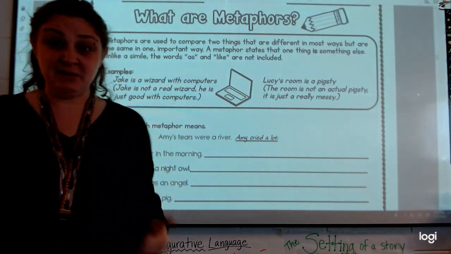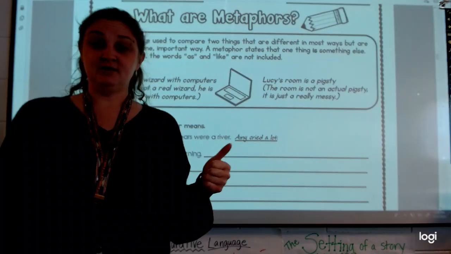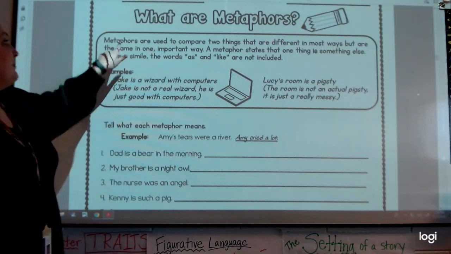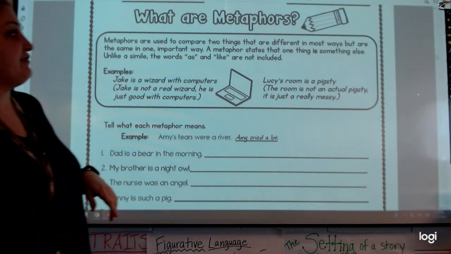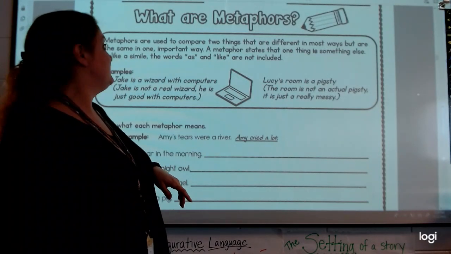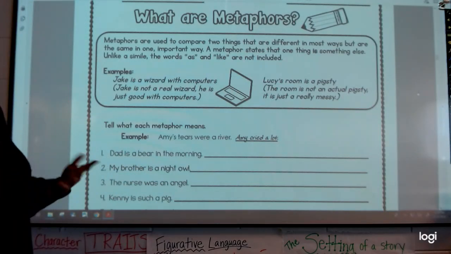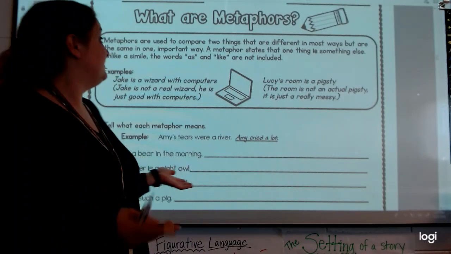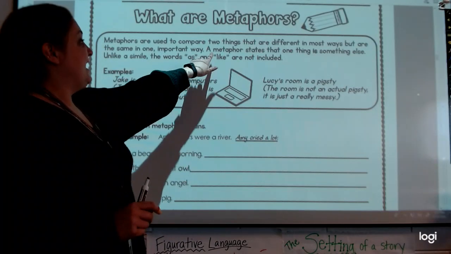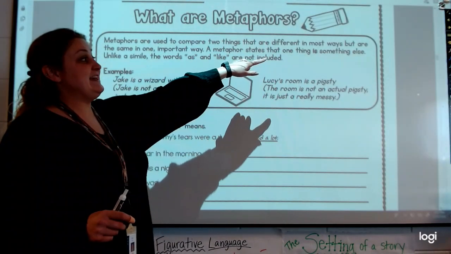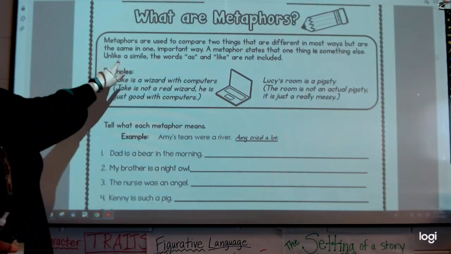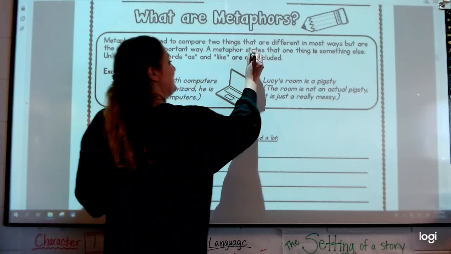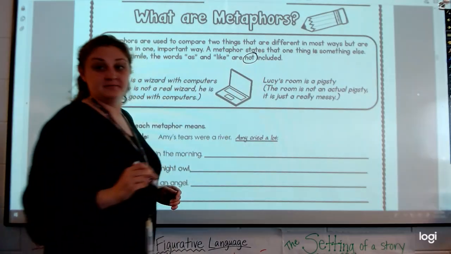So we know a simile compares two things using like or as. Now let's read about a metaphor. Metaphors are used to compare two things that are different in most ways, but are the same in one important way. So far, that definition is the same as a simile, right? Now here is how it's different. A metaphor states that one thing is something else. Unlike a simile, the words as and like are not included.